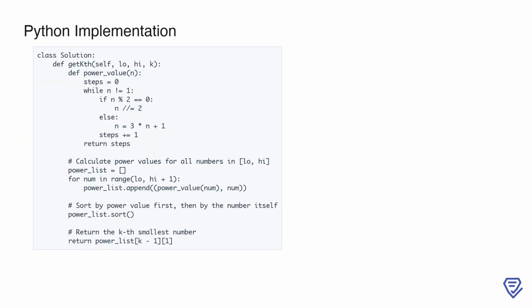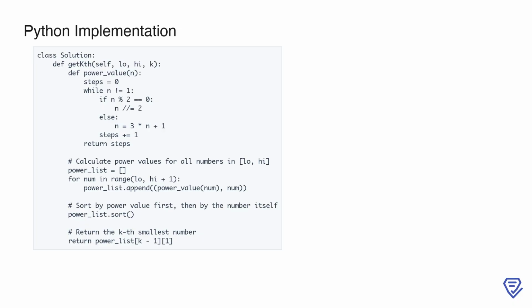This code solves the problem of sorting integers by their power value using the Collatz conjecture rules. First, we define a helper function power_value that computes the number of steps required for a given number to reach 1. The computation follows the rules of dividing by 2 if the number is even and multiplying by 3 and adding 1 if odd. Next, we iterate through the range [low, high] and calculate the power value for each number, storing both the power value and the number itself as a tuple in a list called power_list.